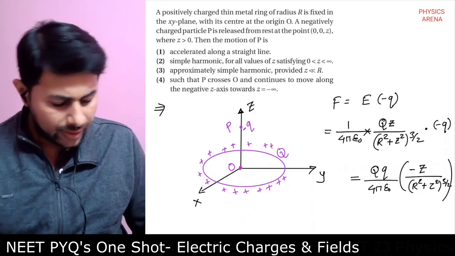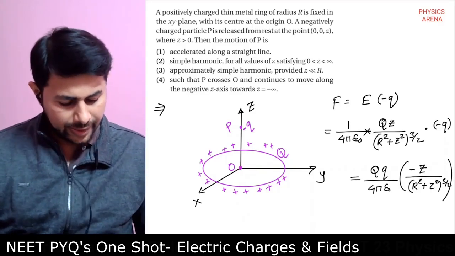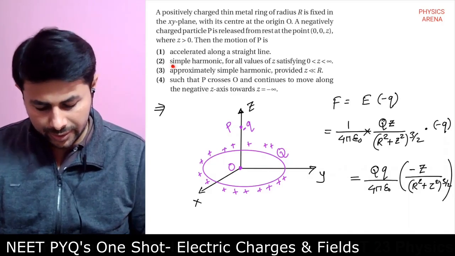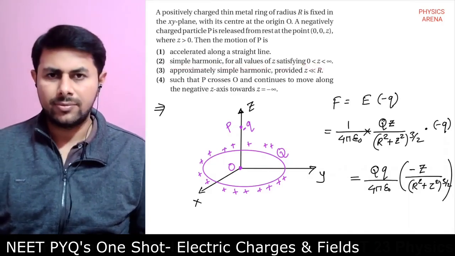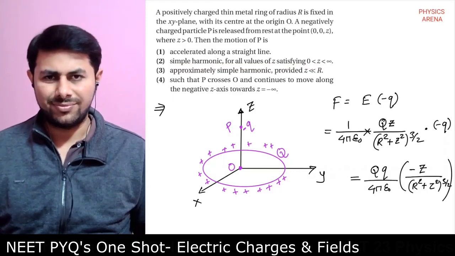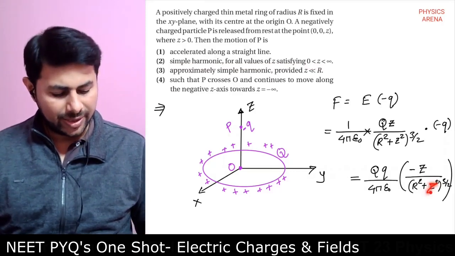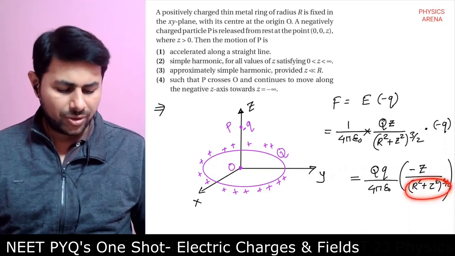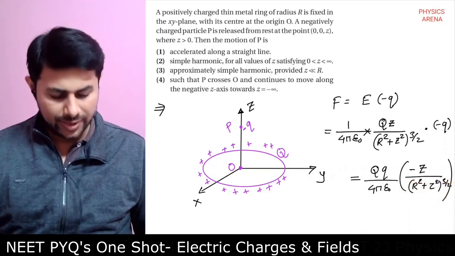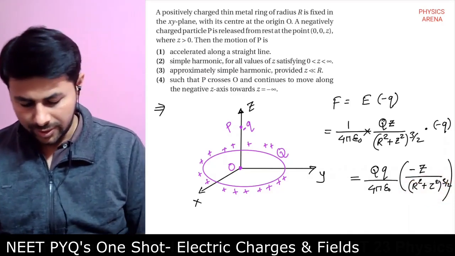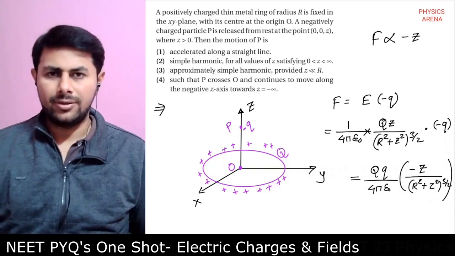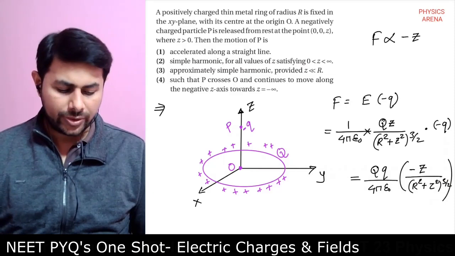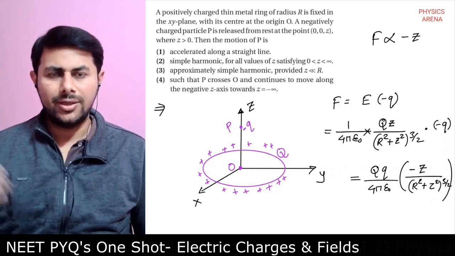Now, is the motion simple harmonic for all values of z? The answer is no. Why? When z becomes large, the denominator will also dominate. Consider the nature of force: in simple harmonic motion, the force is directly proportional to minus of z. In simple harmonic motion, we have force directly proportional to what?